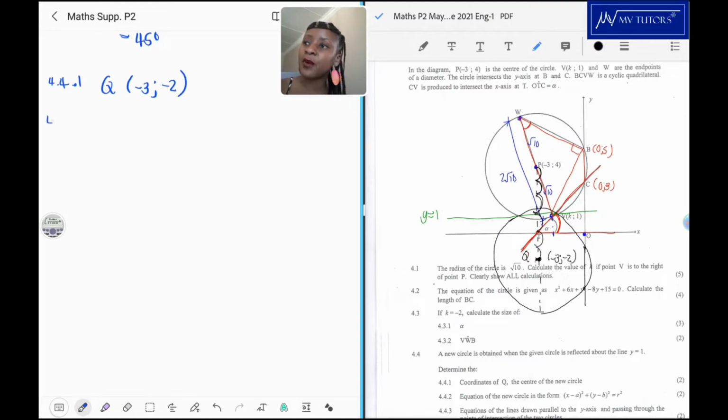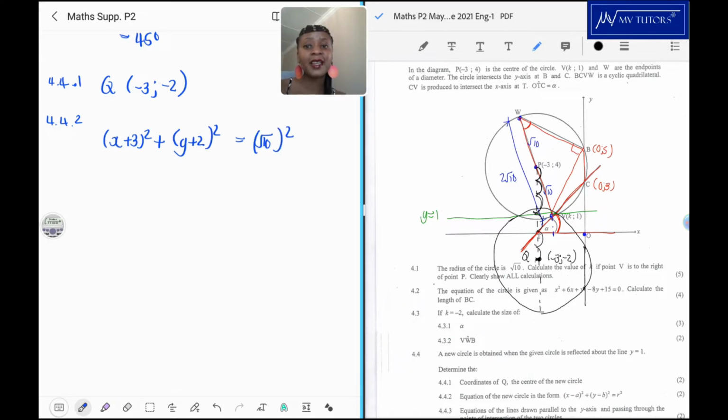4.4.2, determine the equation of the new circle. Guys, that won't be bad because we already have the center. So it's x minus (-3), which is x plus 3. And then we have y minus (-2), which is y plus 2, squared. And remember, the circle was reflected about the line y is equal to 1. So the size did not change. It did not enlarge, it did not reduce in size, it's still the same. Therefore, the radius is still root 10.